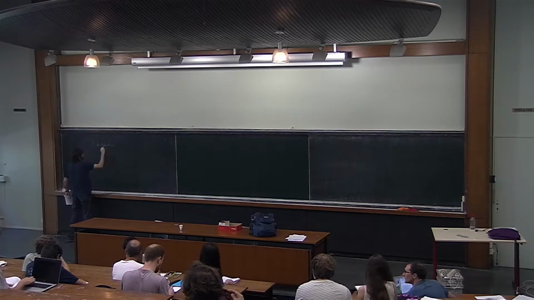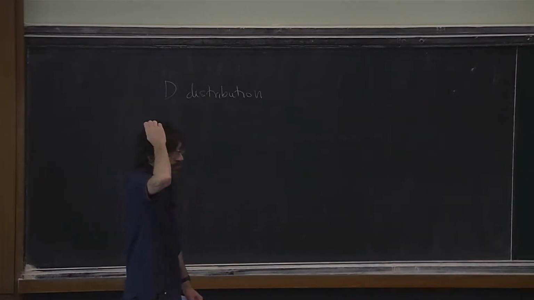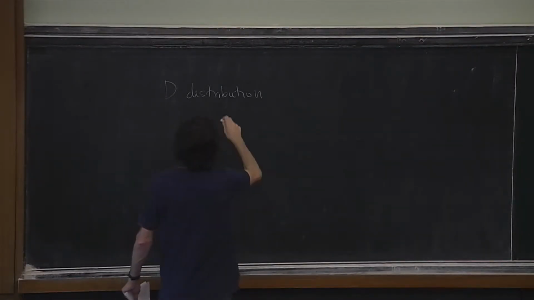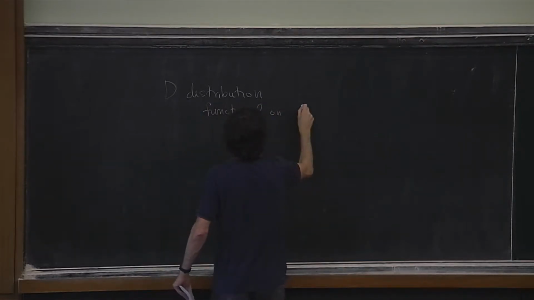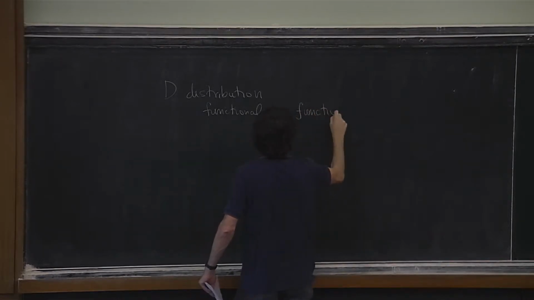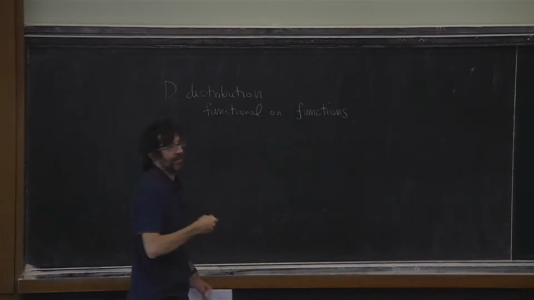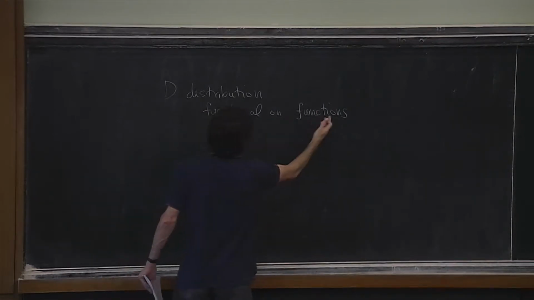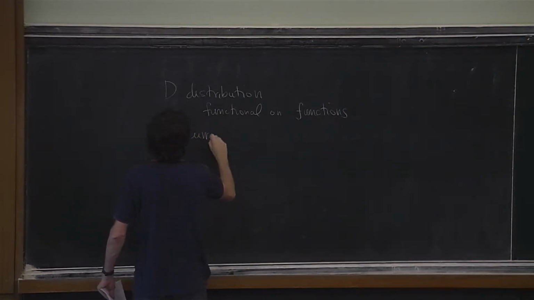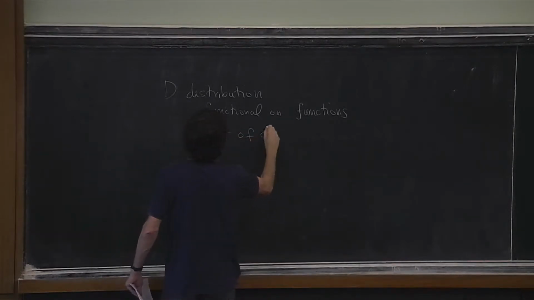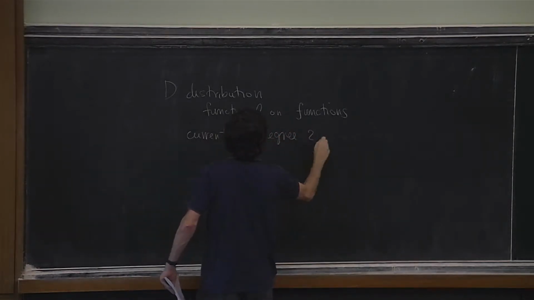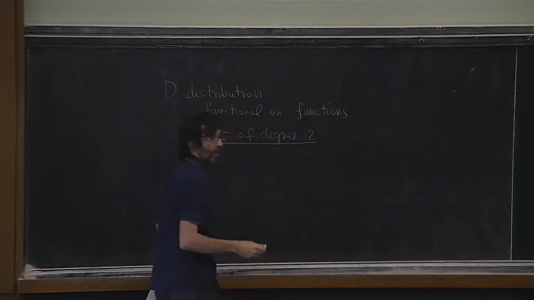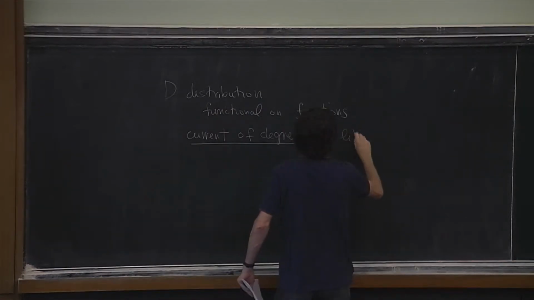there is some confusion, in some sense intrinsic in the way people use this. The distribution is a functional on functions, but we also think of it as a generalized function. But as a functional on functions, it's really a current. It behaves like a 2 form, so it's really a current of degree 2.